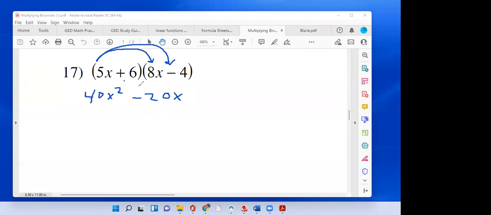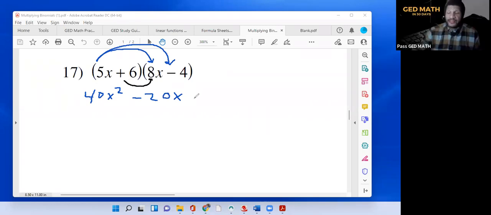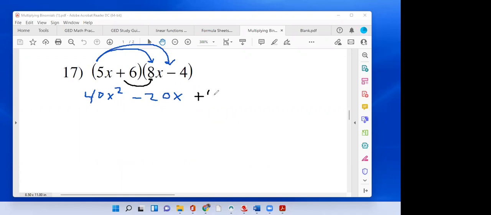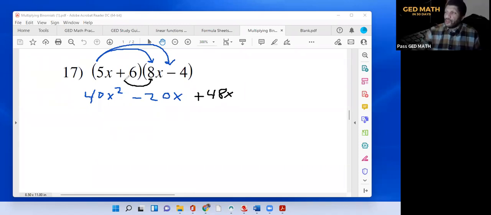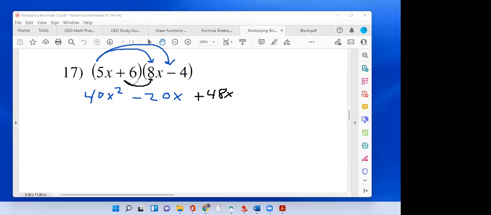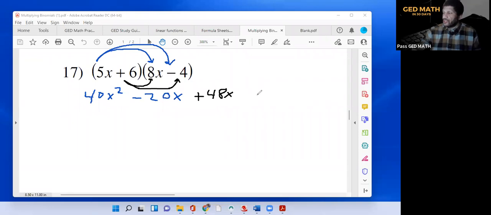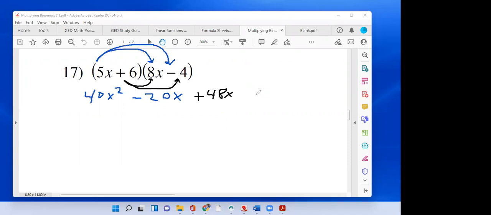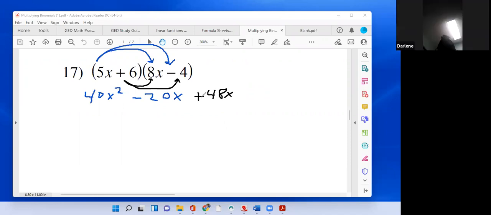6 times 8x. What's 6 times 8x? 48x. And then what's the last thing we're going to multiply? Positive 6 times negative 4. What is 6 times minus 4? Negative 24.